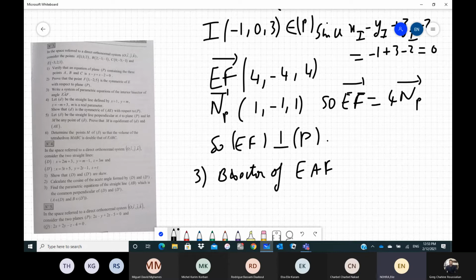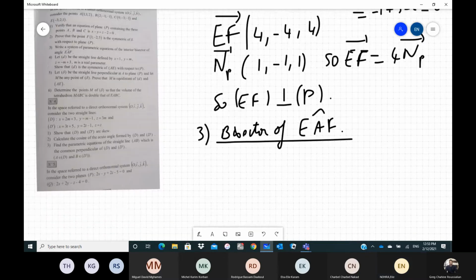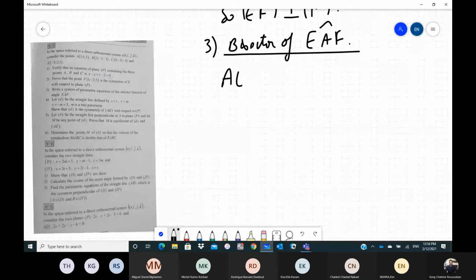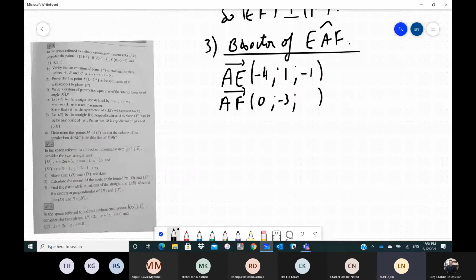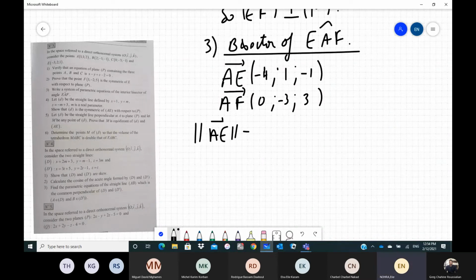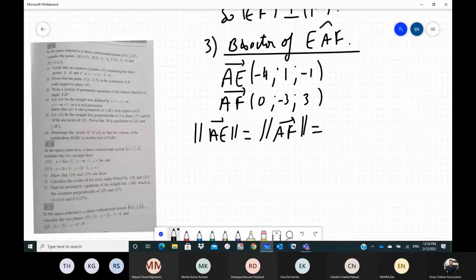Bisector of EAF. شو قلت لكم أنا بالكورس إذا بتتذكروا؟ Bisector of EAF. لازم ومنلاقي ناخد, لا وشو لازم يطلعوا؟ لازم يطلعوا equal length. مظبوط برافو عليك. 100%. هلا ال AE vector, AE يعني minus 4, 1, minus 1. ال AF هي 0, minus 3 و 3. معناتها ال AE norm equals AF norm equals radical 18. صح؟ صح.